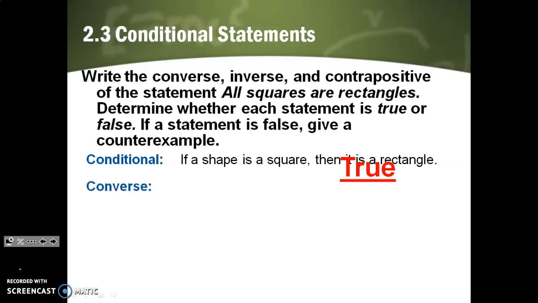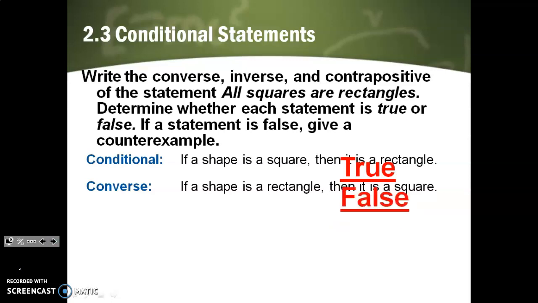The converse, now remember the converse, we flip it around. So therefore, if the shape is a rectangle, then it is a square. And if we start saying that every square is a rectangle, and every rectangle is a square, then why would we call them differently? So this one's actually false, because just because the shape is a rectangle, it doesn't mean it's a square. And think of a counterexample. If I draw a real long rectangle, well, that's not a square, so that'd be a good counterexample to prove that one false.